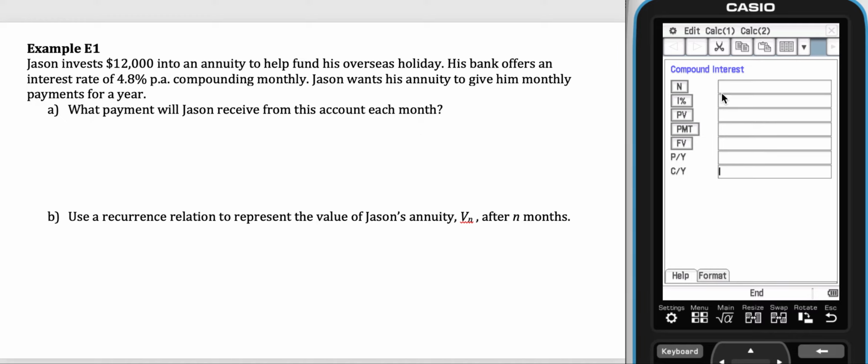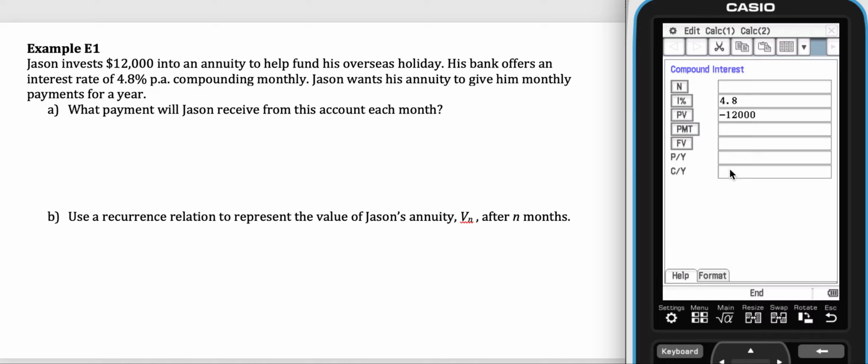All right, so let's start to put some of that into Finance Solver. As we make our way through, we've got $12,000 invested, so that's our principal value. But that money is going to the bank, so it's negative $12,000. His bank offers an interest rate of 4.8%, so 4.8 is our interest rate. Remember, we don't have to adjust that manually ourselves. Finance Solver will do that.